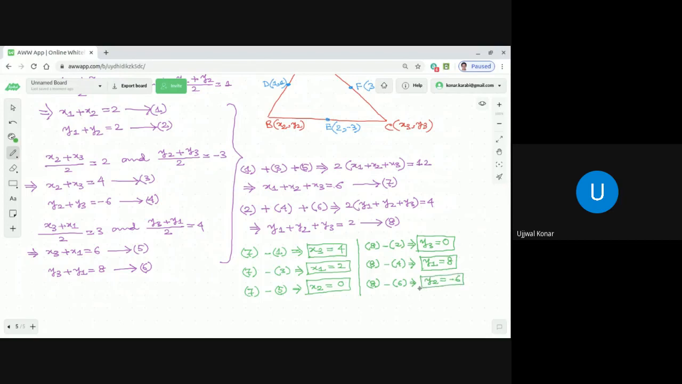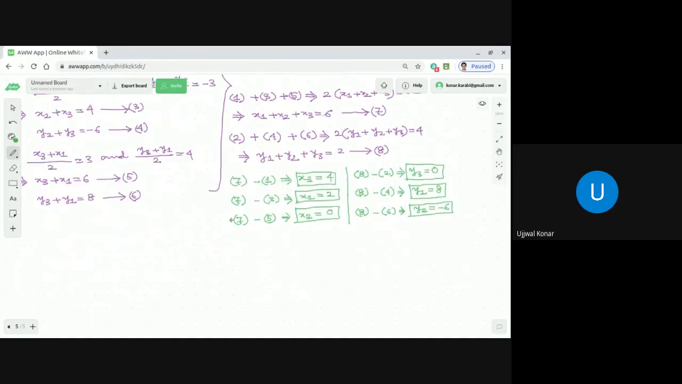So these are the values of x1, x2, x3 and y1, y2, y3 you are getting. So what can we conclude? We can conclude that the coordinate of the point A is 2, 8. Coordinate of the point B is 0, minus 6. And coordinate of the point C is 4, 0. This is the first part of that answer. So 2, 8, 0, minus 6 and 4, 0.